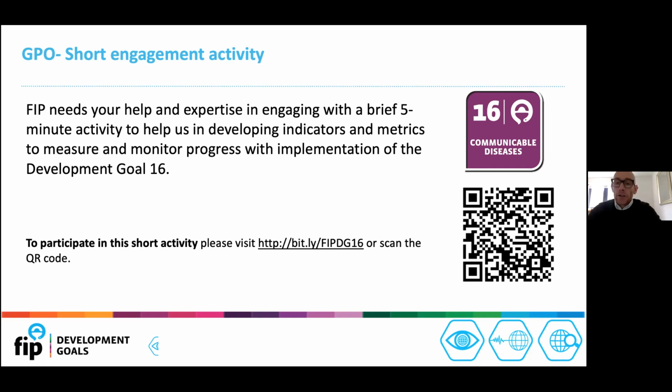We'd like you to know your opinions about how we measure this. This is a simple tick box exercise. All you need to do is click on the link on the slide at the bottom, or you can use the QR code. And this will take you through a very quick activity, which, as I say, is tick-based and hopefully an enjoyable way of seeing how we can measure the development goals.